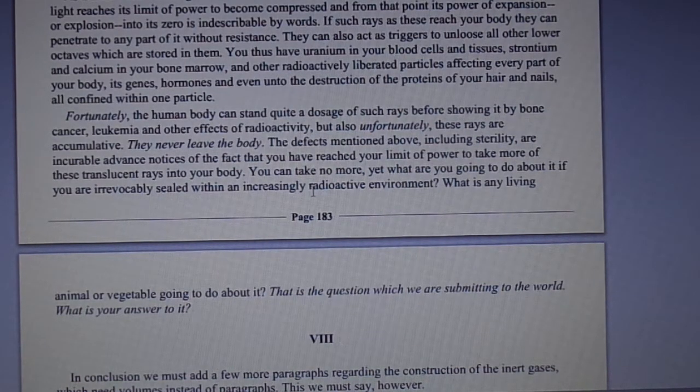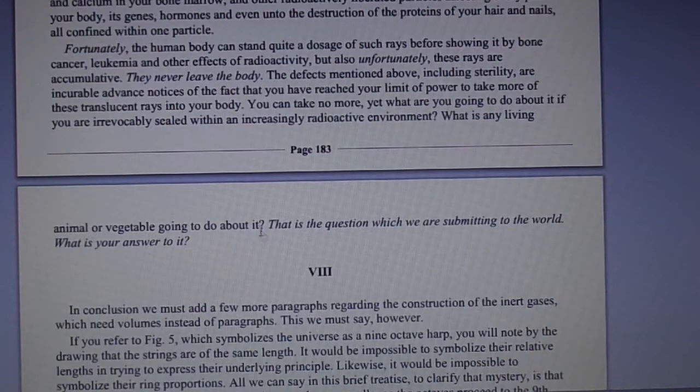Yet what are you going to do about it if you are irrevocably sealed within an increasingly radioactive environment? What is any living animal or vegetable going to do about it? That is the question which we are submitting to the world. What is your answer to it?